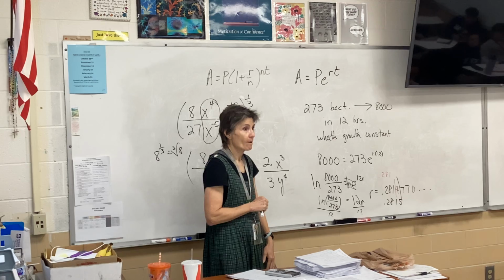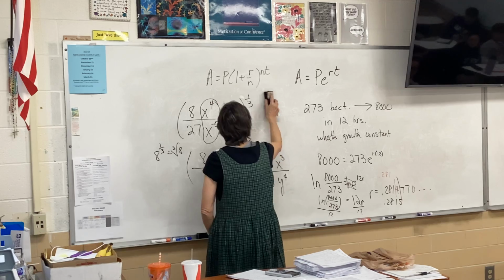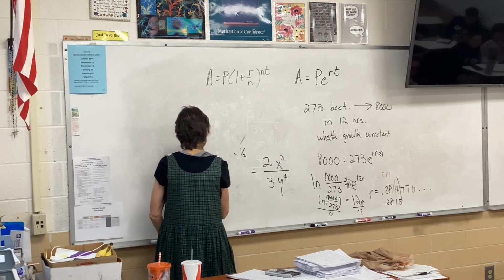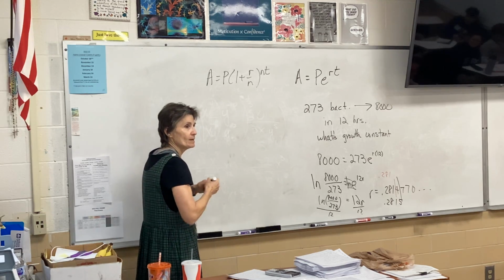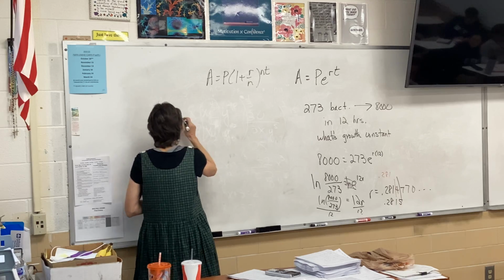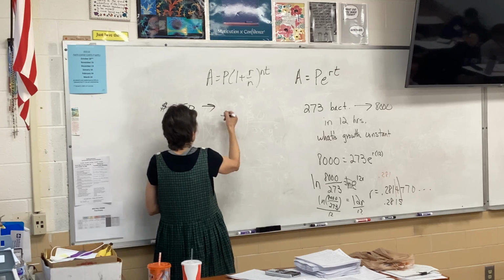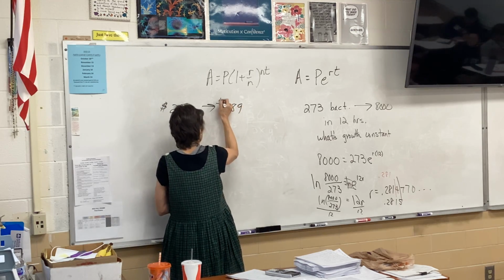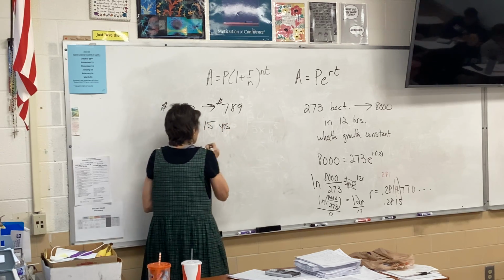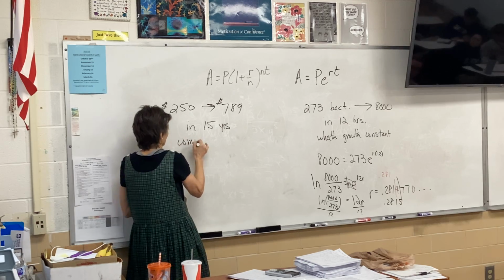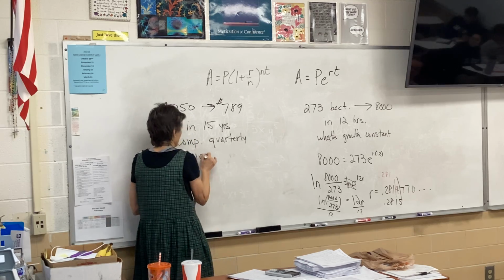Okay, got that? All right, now, what if we have one of these and we're looking for the rate here? For this, it would be the interest rate. So what if we started with $250, it grew into $789 in 15 years, and it was compounded quarterly. What's the interest rate?